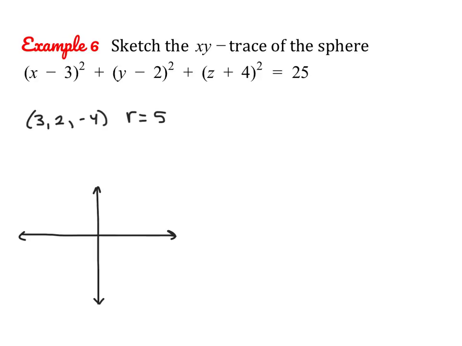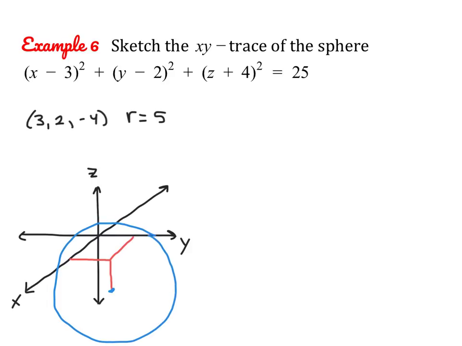Make sure you always label your axes. So this is y, this is z, and this is going to be x. We know that x is 3, y is 2, and then we're going to go about down 4. So our center is somewhere down here. Now, since our radius is bigger than all of these directed distances, it is going to intersect with all of our different planes, so we can kind of draw it in like this.